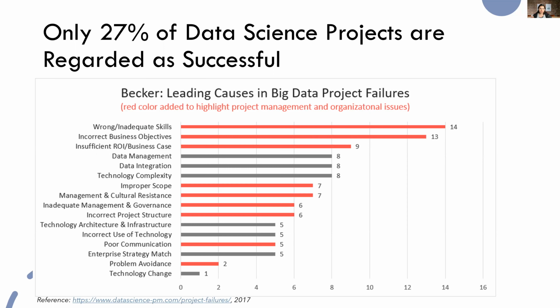And we've highlighted a few things here, but as we can see, the biggest one is wrong, inadequate skills. Sean, I think we talked about it, about the job description and so forth. Do you think that would have had any role to play? What are your insights on that?